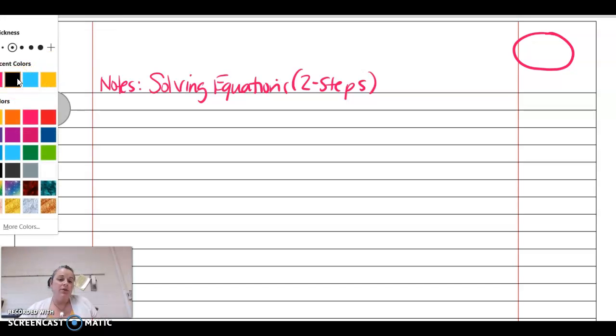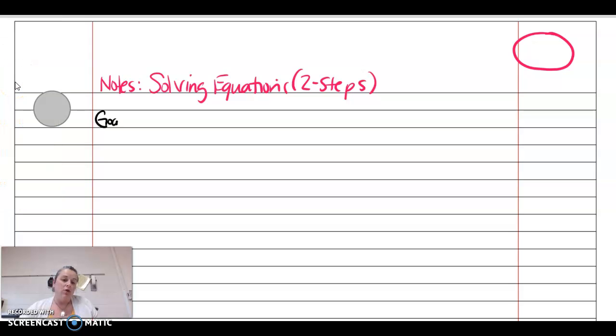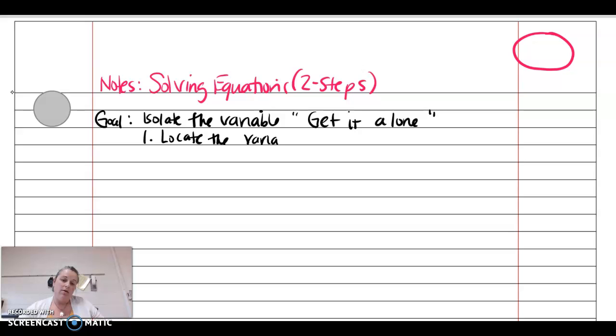Okay, so when you're solving equations, we do have a goal. Your first goal is to isolate the variable. In other words, we want to get it alone. To do that, we got a couple steps. I want you to locate the variable and ask what's happening to it.